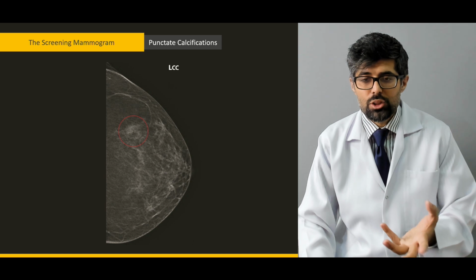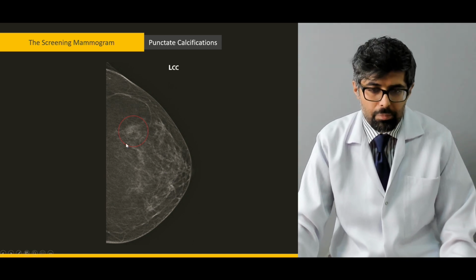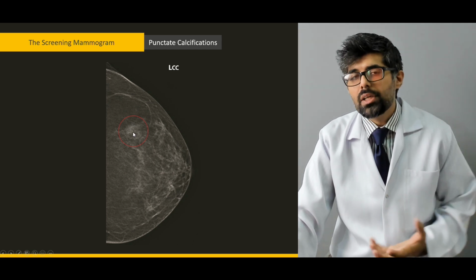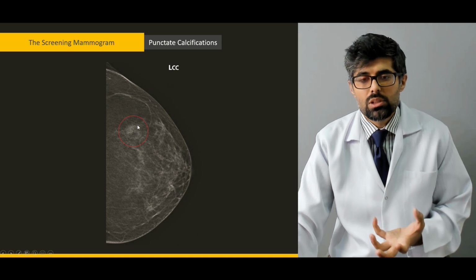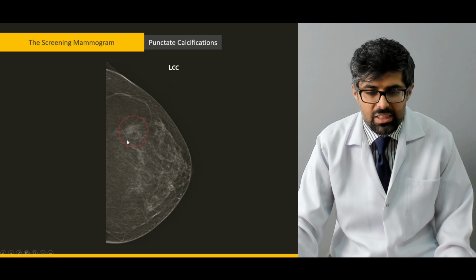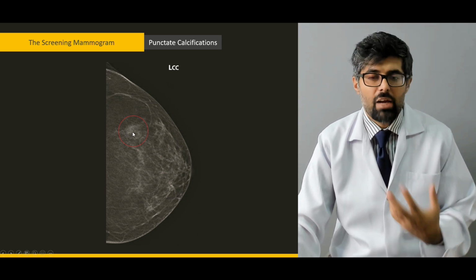But sometimes we also get calcifications which do not have radiolucent centers, such as this one. Now this left craniocaudal view of the breast has calcification which is punctate. Now punctate means that it has holes. As you can see, these little areas, this calcification is both diffuse and is punctate, having holes.